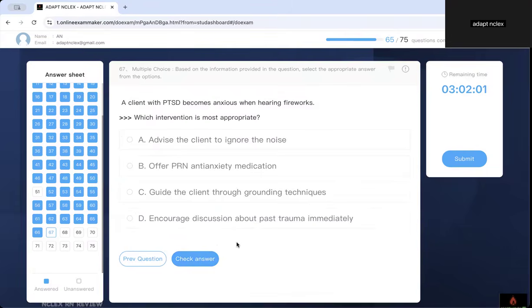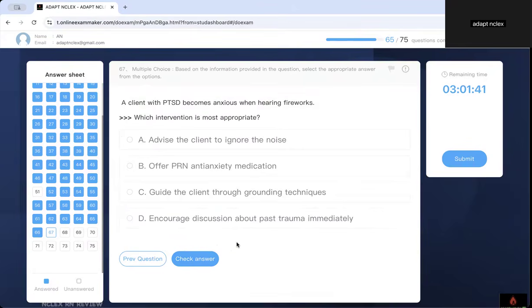Client with PTSD become anxious when hearing fireworks. Which intervention is the most appropriate? Go back to the PTSD, post-traumatic stress disorder. You hear fireworks and then boom, it's blowing up. What do you want to do?